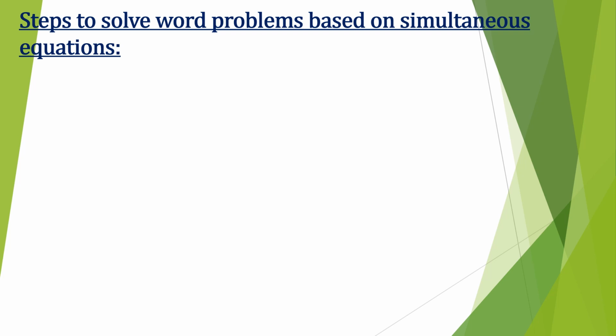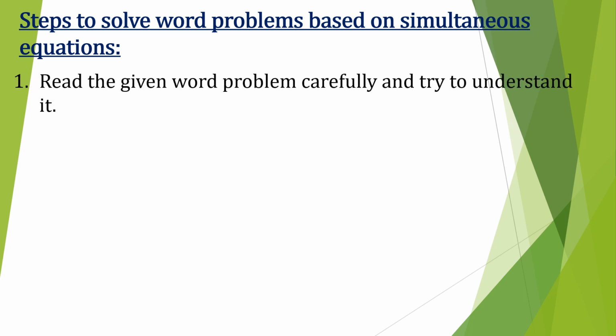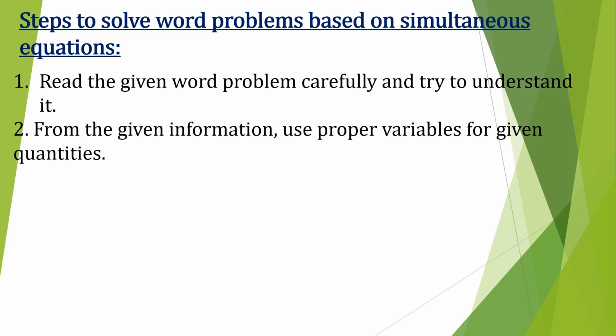Now students, before solving word problems based on simultaneous equations, let's learn some steps to solve them. What are the steps? First, you have to read the given word problem carefully and try to understand it. Second, from the given information, you have to use proper variables for the given quantities. As it is a linear equation in two variables, you will use two variables for the given quantities.